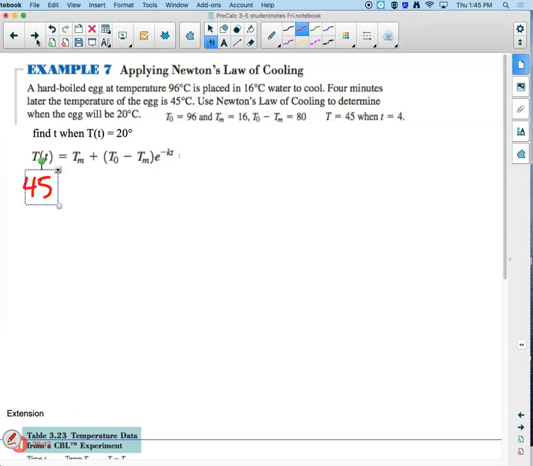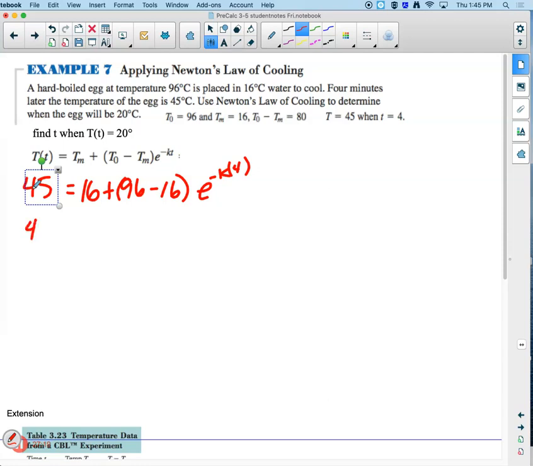All right, capital T of t, that is that ending temperature, and it was 45 after they had gone through this for a while. And the temperature of the medium, they put it in water, and that water was 16 degrees. T sub naught, or T sub null, is the initial temperature, and that was 96. We can see that when we read the problem. It was at a temperature of 96 degrees. And then we have e to the negative k, which is what we're trying to find. And the time they told us was 4 minutes.